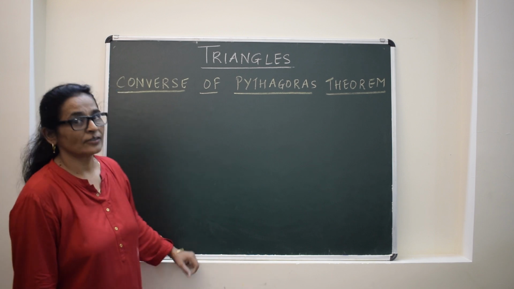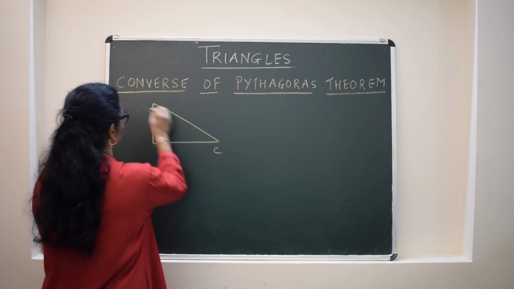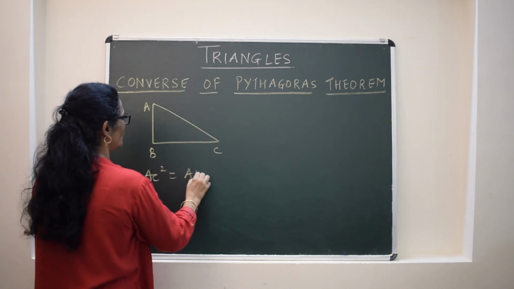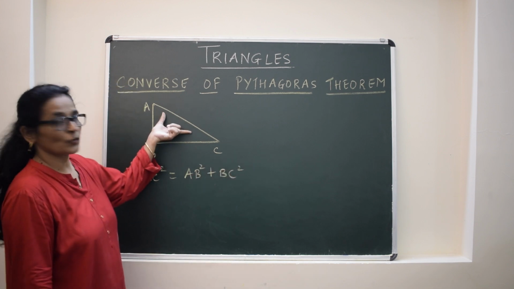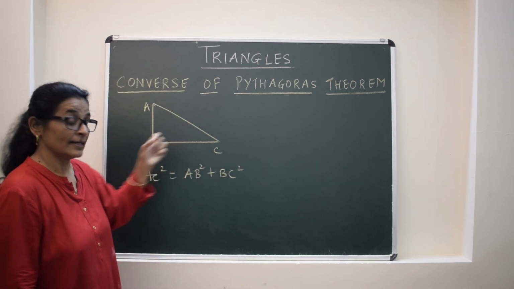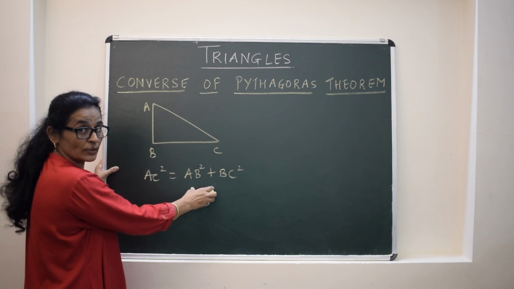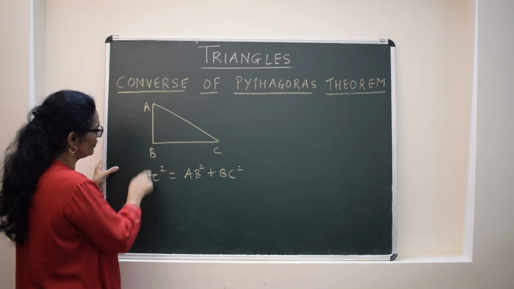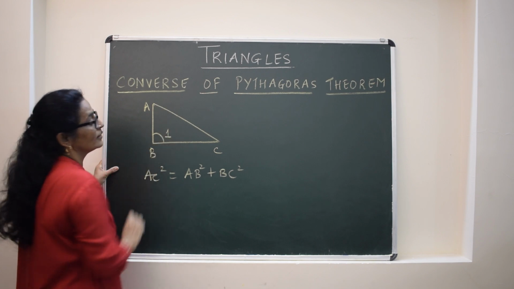So if it is given in a triangle, the square of one side is equal to the sum of squares of other two sides. Means it is given that square of one side is equal to sum of squares of other two sides, then the angle opposite to this side, whose square is equal to the sum of other two sides square, will be a right angle. Means we have to prove the angle opposite to AC, this angle, is a right angle.